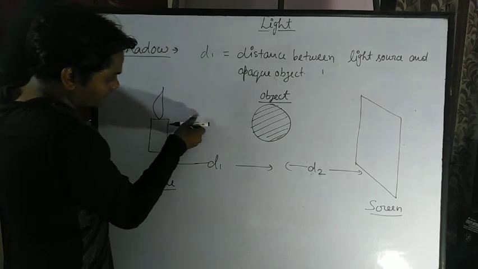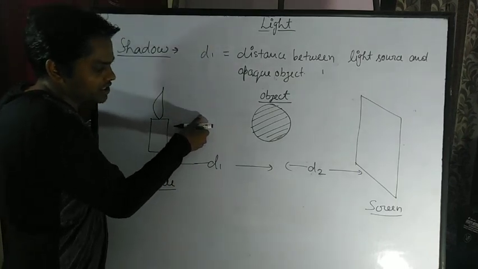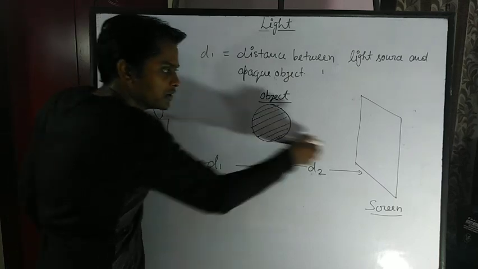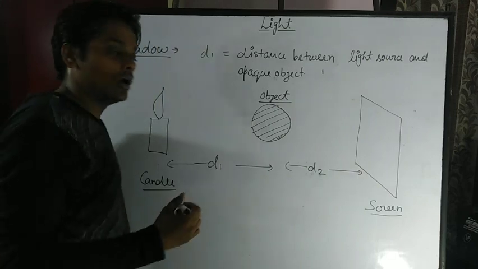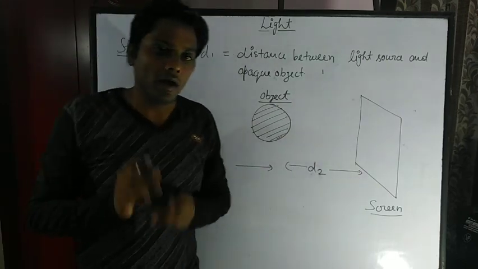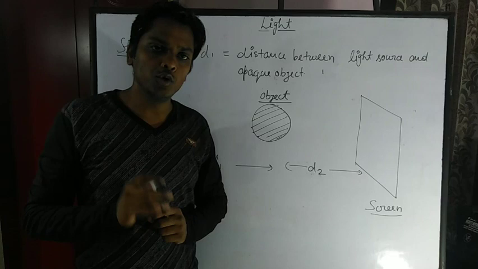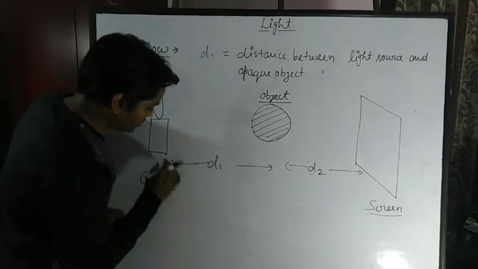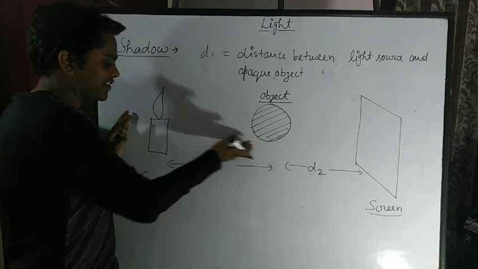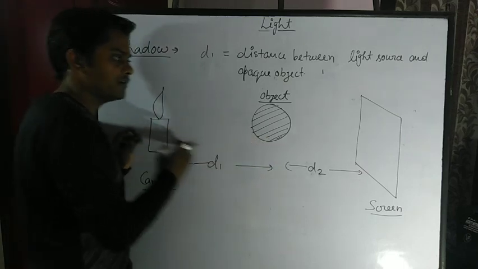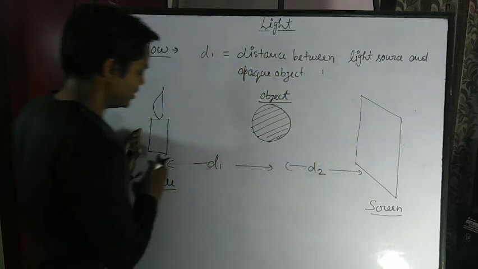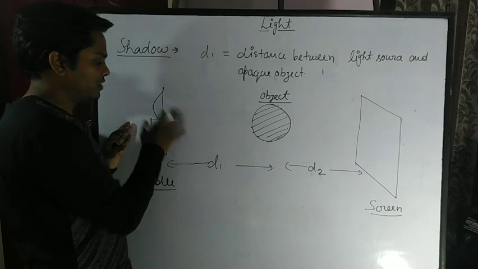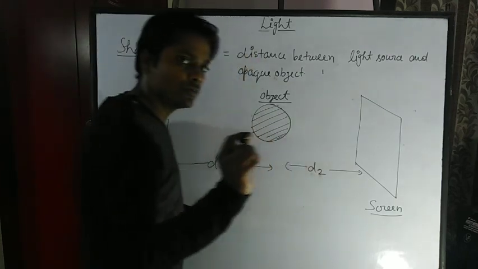So when your torch is getting closer to this object, this screen, this shadow will increase. I will show you through a picture of this practical. As this object is getting closer to the source of light, we will get a bigger shadow, and as it gets far away from the source of light, we will get a smaller shadow.